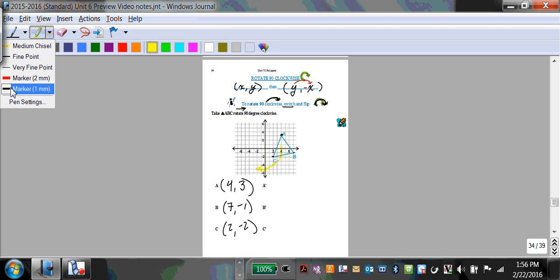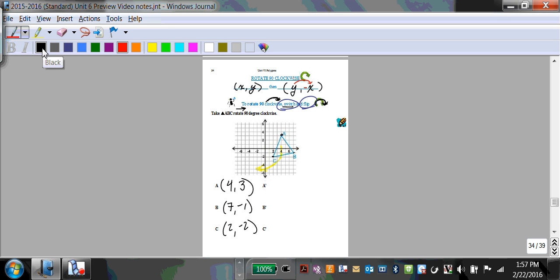Okay, step 1. Do this in 2 steps, not 1. It's switch, then flip. Do not do this in 1 step. Do it in 2 steps. Step 1, we just switch. So 4, 3 becomes 3, 4. You see what we just did? We switched.